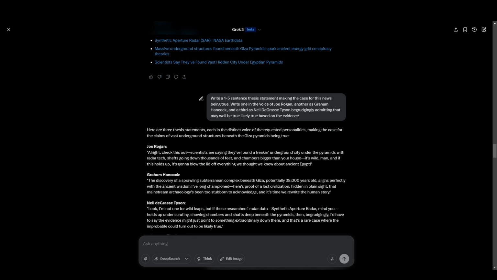So the first prompt I used here is: write a 1 to 5 sentence thesis statement making the case for this news being true. Write one in the voice of Joe Rogan, another as Graham Hancock, and a third as Neil deGrasse Tyson, begrudgingly admitting that this may well be likely to be true based on the evidence. Graham Hancock is one of the foremost alternate history, hidden ancient secrets experts. Joe Rogan is, of course, a very popular podcaster who likes to talk about this type of thing. And Neil deGrasse Tyson is a scientist and content creator who typically would be on the other side of an argument like this.